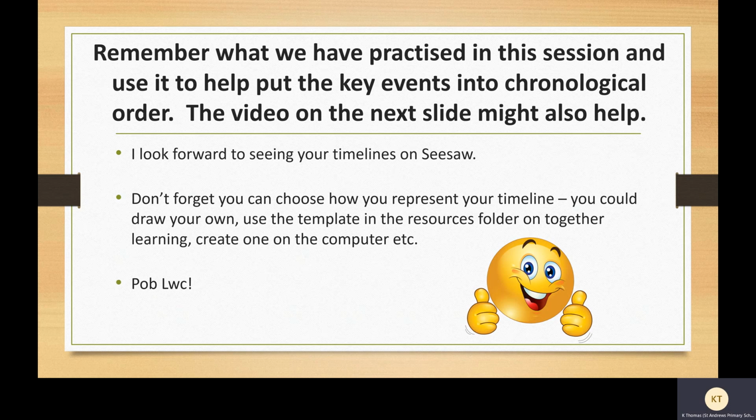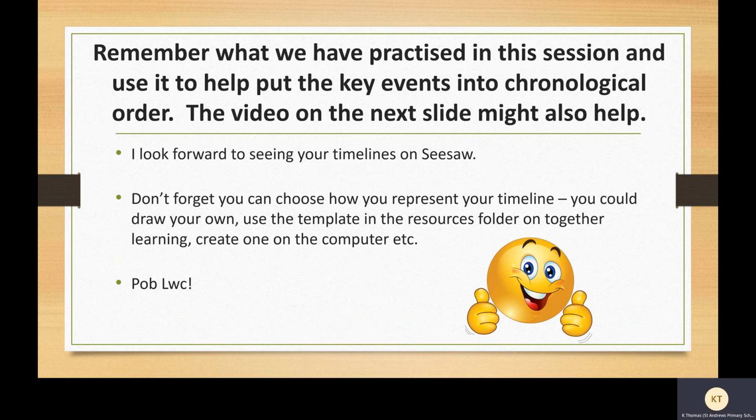Now, Miss Davis, Miss King and myself would like you to use what you have learned from this session to put the key events into chronological order. Remember, what's happened in this lesson may help you, and also there's a video on the next slide that might help you too.